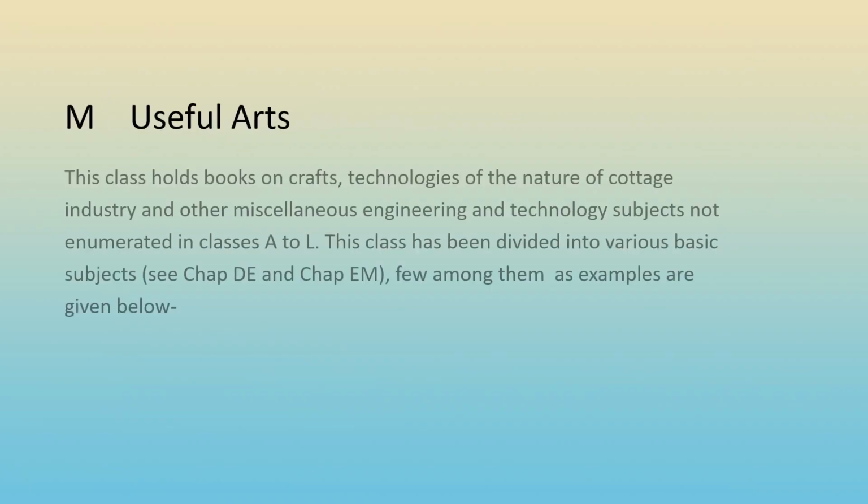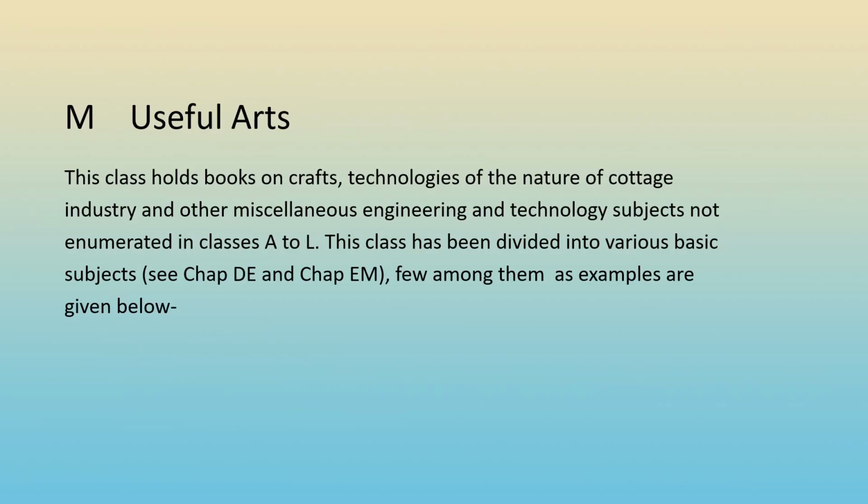Next, the basic subject useful arts denoted by the notation capital M. This class holds books on crafts, technologies of the nature of cottage industry and other miscellaneous engineering and technology subjects not enumerated in classes capital A to capital L. This class has been divided into various basic subjects, and for this you are advised to go to the chapter D schedule for basic subjects and also to chapter EM in part E, that is the special isolates for the basic subject useful arts.